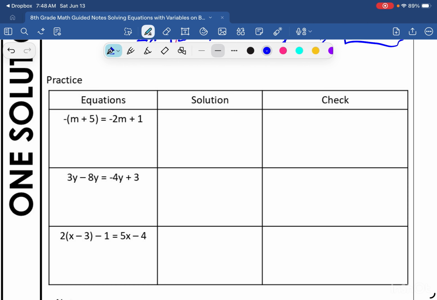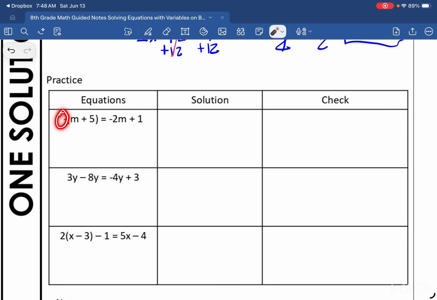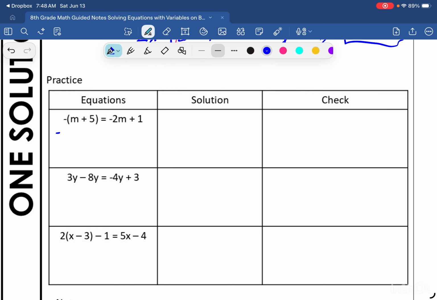Practice. Okay, let's practice solving these equations. I'm going to simplify first. I've got to distribute this negative here. Right here, this negative, I got to distribute to the m and to the 5. So now my equation says negative m minus 5 equals a negative 2m plus 1.